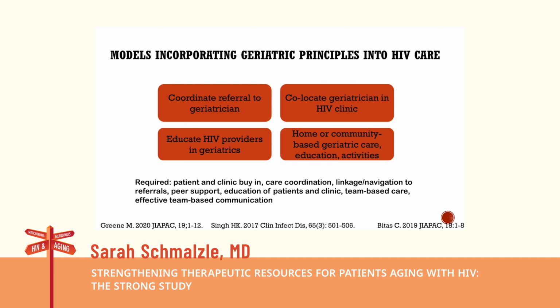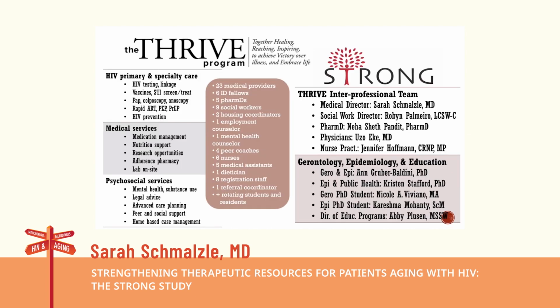The last model is where you take your geriatric services to the patient in their home or community or link them with organizations that can do so. I'll give you a quick rundown of the clinic that we built our comprehensive geriatric assessment model into. Thrive Clinic offers primary and specialty care to approximately 2,500 people living with HIV in Baltimore City.